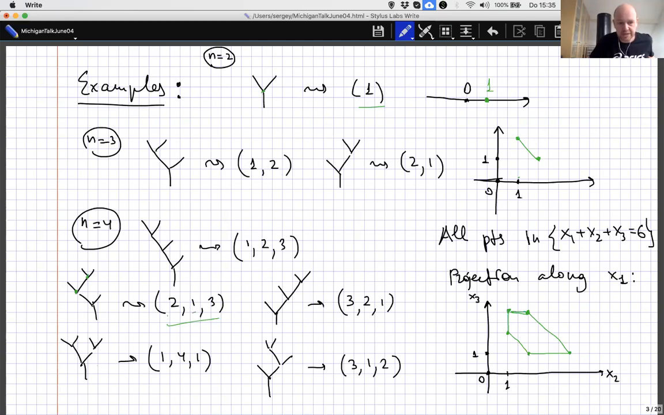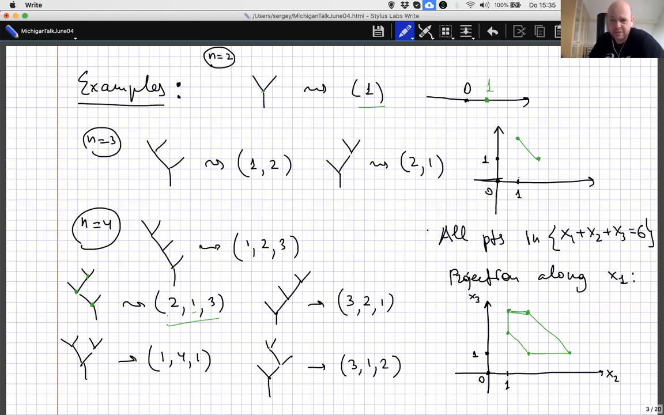And then the next one is this one. I always list them from left to right. For this vertex, I have 3 descendants on the left and 1 descendant on the right, so it's 3. I didn't know how to draw a picture, so the only idea I had, when I computed all this, was to draw the projection along x1 on the plane x2, x3.